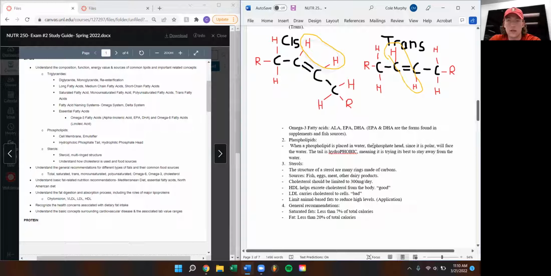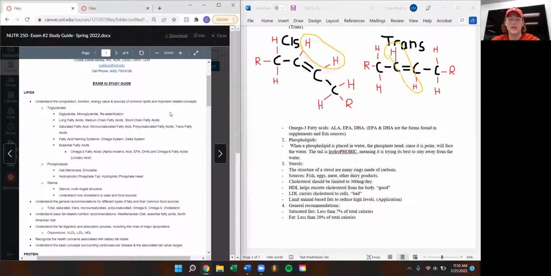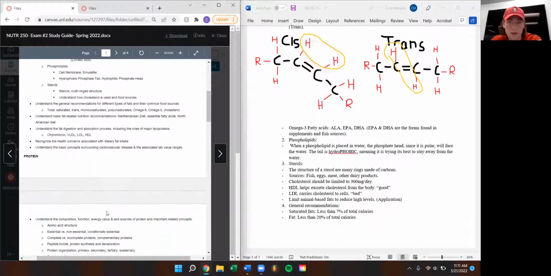I think something important to note here, which is kind of like a practical application, is knowing what kinds of omega-3 fatty acids are in supplement form. So if you go to the store and get an omega-3 supplement, you're going to be getting EPA and DHA. Those are going to be the forms found in the supplement. And knowing sources for these two is going to be important.